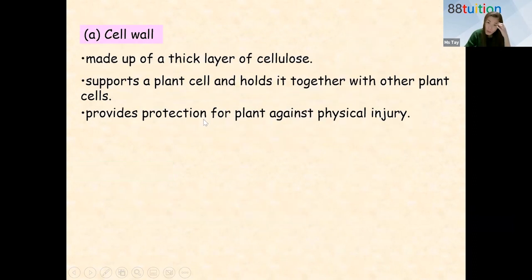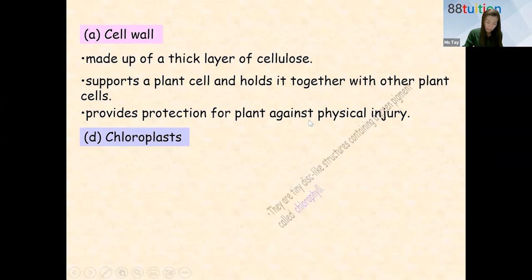So I talked about cell wall just now. Cell wall, very thick layer, is actually cellulose. It supports a plant cell and causes it to have its regular shape. You saw how it looks so rectangular. I think we also learned this in primary school because I taught primary school as well. So I know what you have learned when you were in P5. How come there's a specific shape for the plant cell? It's all because of the cell wall. It protects the plant against physical injury. Something you must remember.